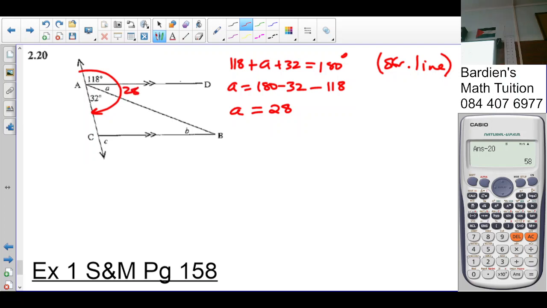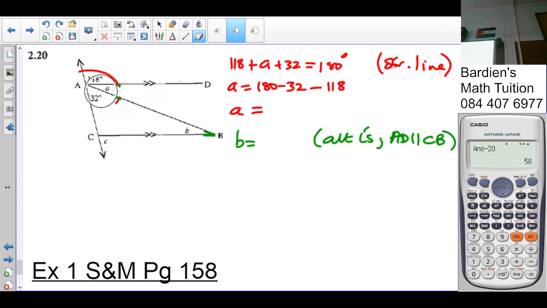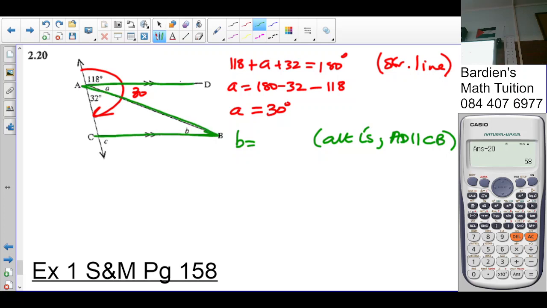Now what? b is equal to 28. Why? Alternate angles. So b is equal to 28, it's alternate angles, and it's the fact that AD is parallel to CB. Yes? Sorry, it's 30 degrees. Now, why when I asked 28, you said yes, it's right? So it's 30, no? Who gave me 28? Myself. Is that the degree correct? You just say yes again. Okay.